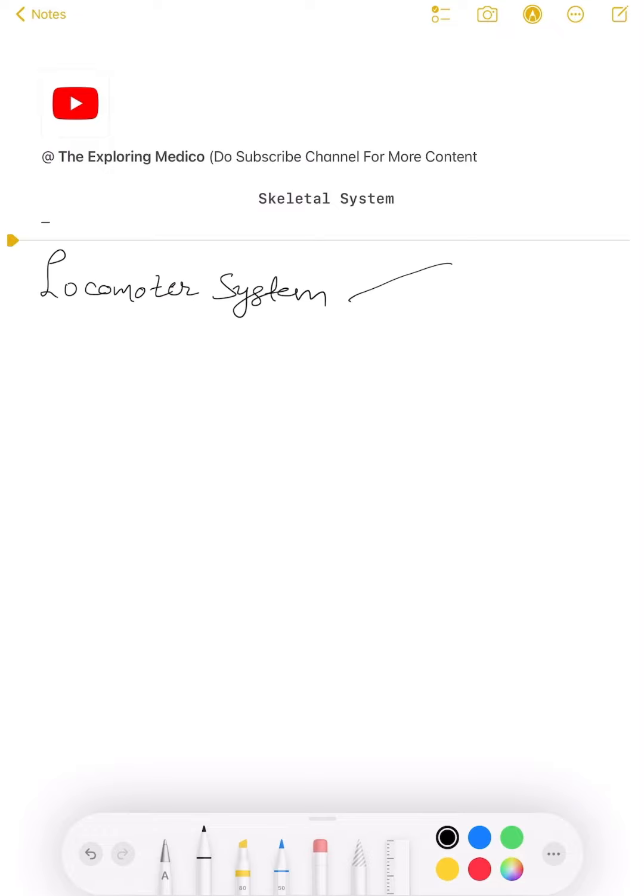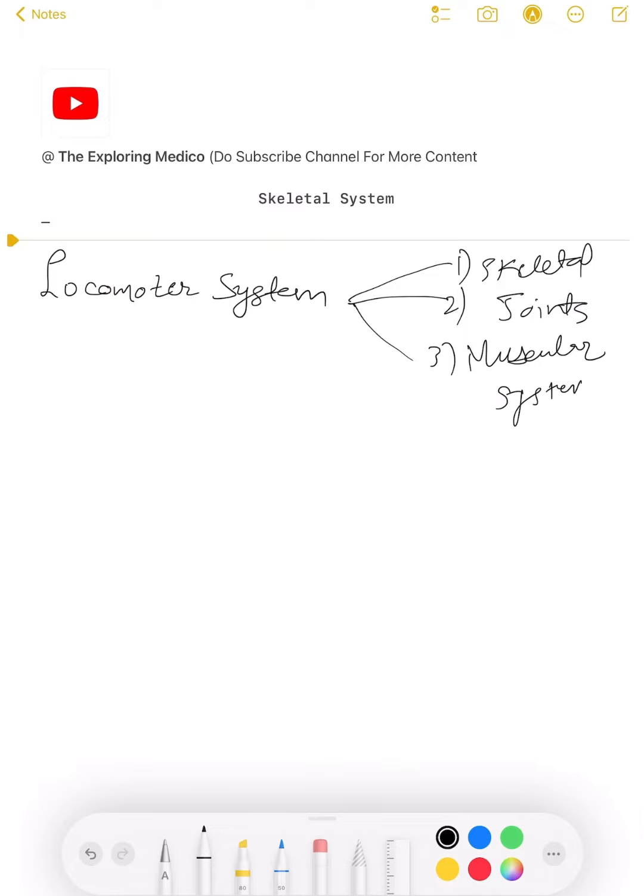Now in the locomotor system, three systems are there. One is the skeletal system, one other is about joints, and one is about the muscular system. These three different systems are there under the locomotor system: skeletal, joints and muscular system. So today we are going to discuss the skeletal system.